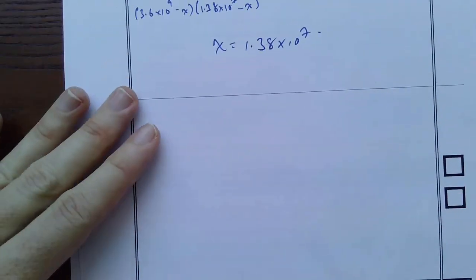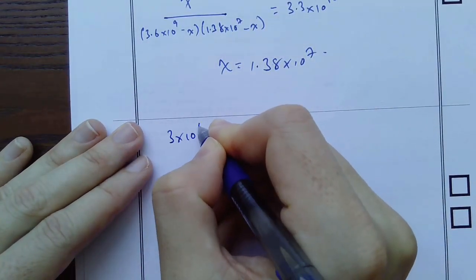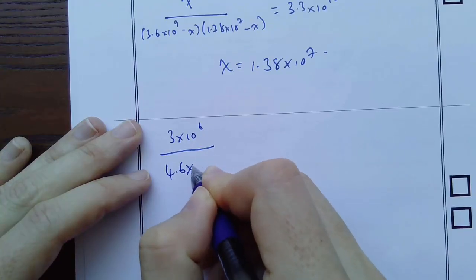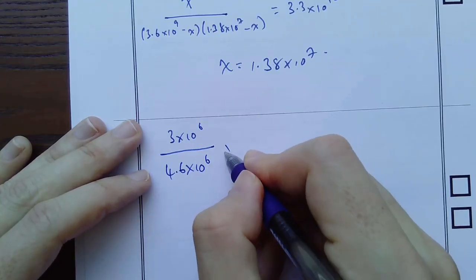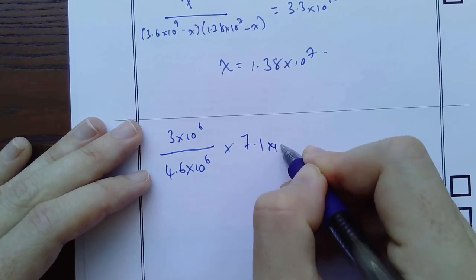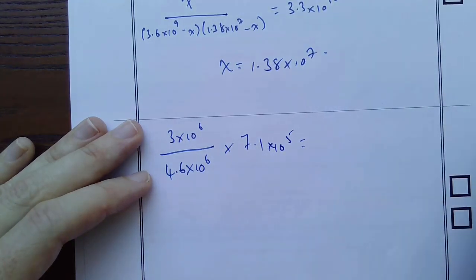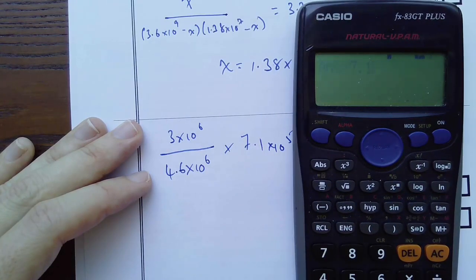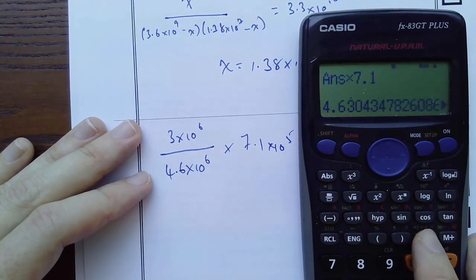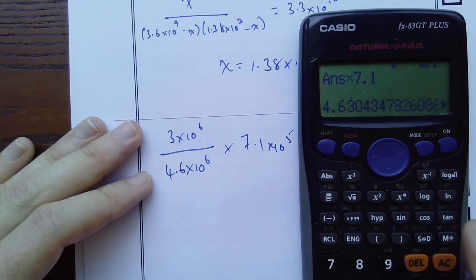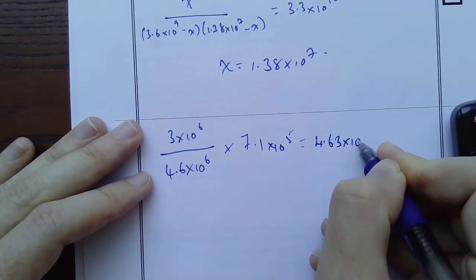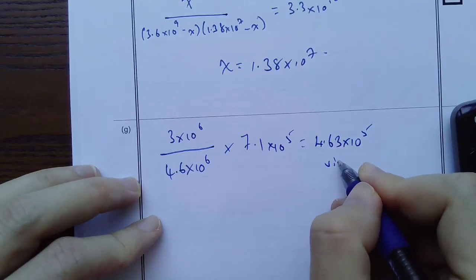3 times 10 to the power of 6. That's my minimum number, divided by 4.6 times 10 to the power of 6. That's my actual number, multiplied by how many I started with, 7.1 times 10 to the power of 5. So if I do that, it's going to be 3 divided by 4.6 multiplied by 7.1, which gives me 4.63. 4.63 times 10 to the power of 5 virus particles.